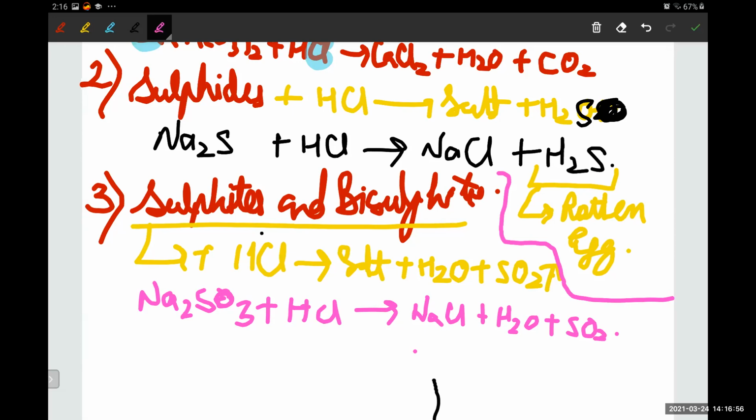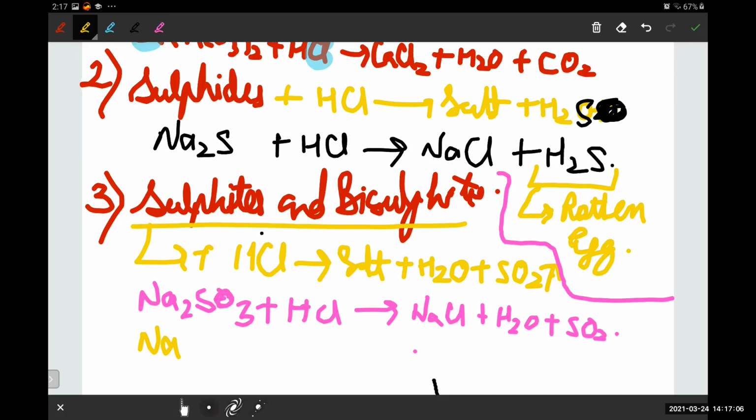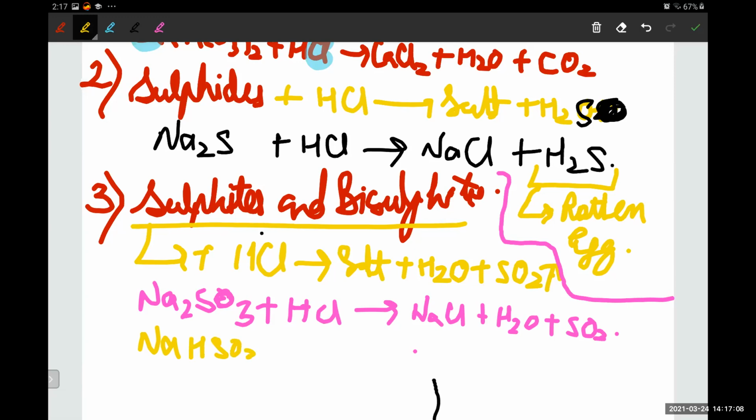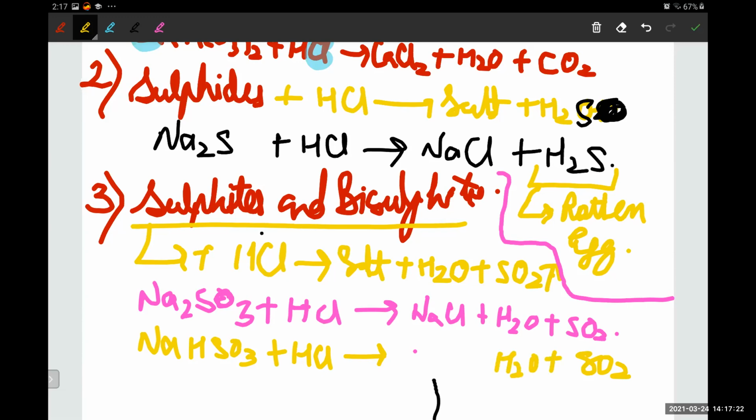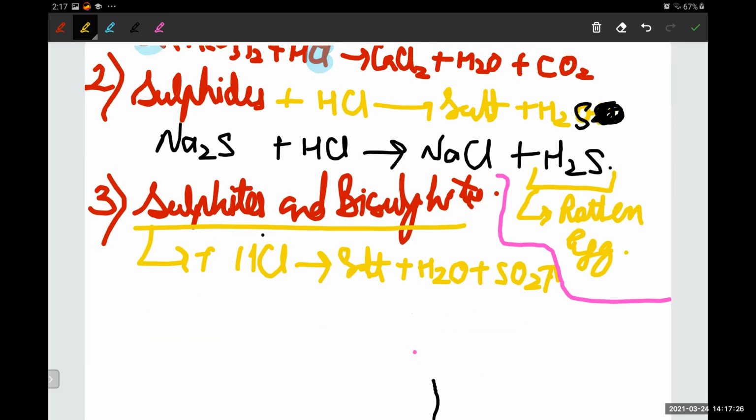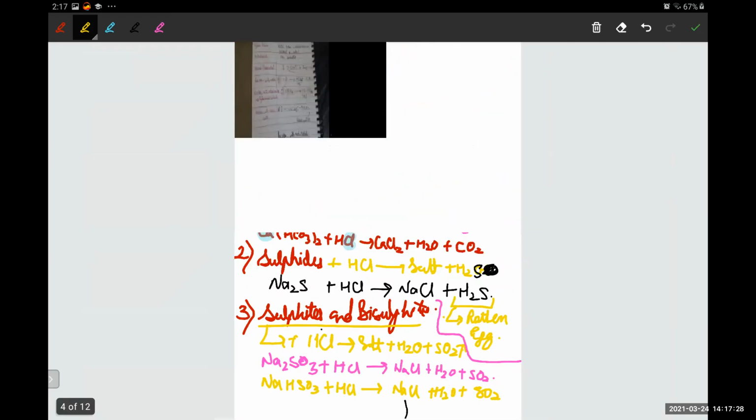Okay, next, look at one more example. Let's take a bisulfite. Let's take sodium bisulfite only. NaHSO3 plus HCl will give us. If you are not sure about the salt, you can first write SO2, then write H2O, and then whatever is left, NaCl, is left there. Okay, that was all. So this page is filled.